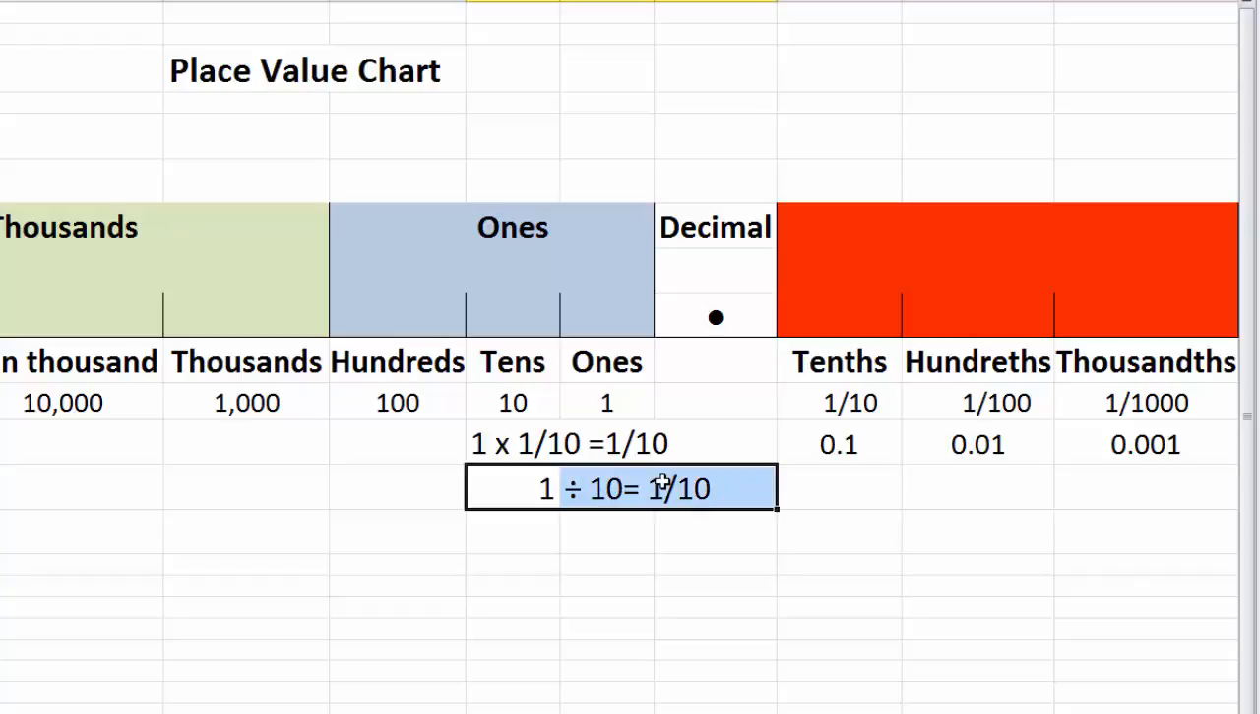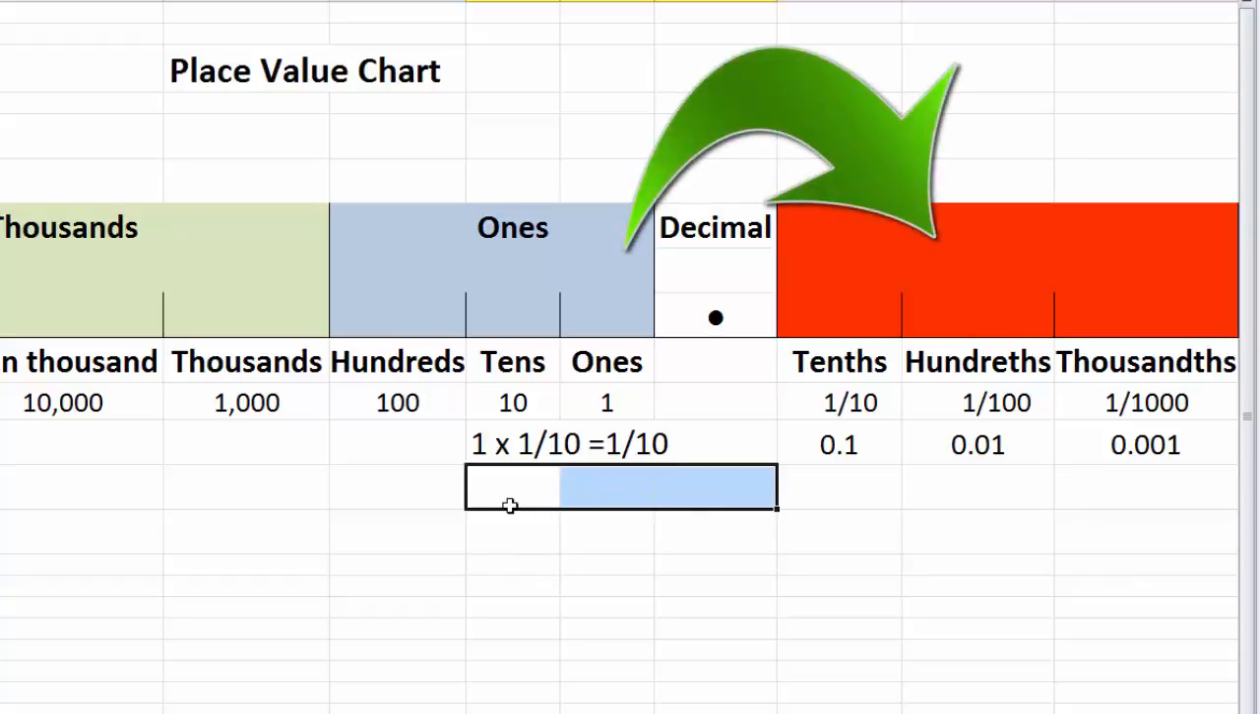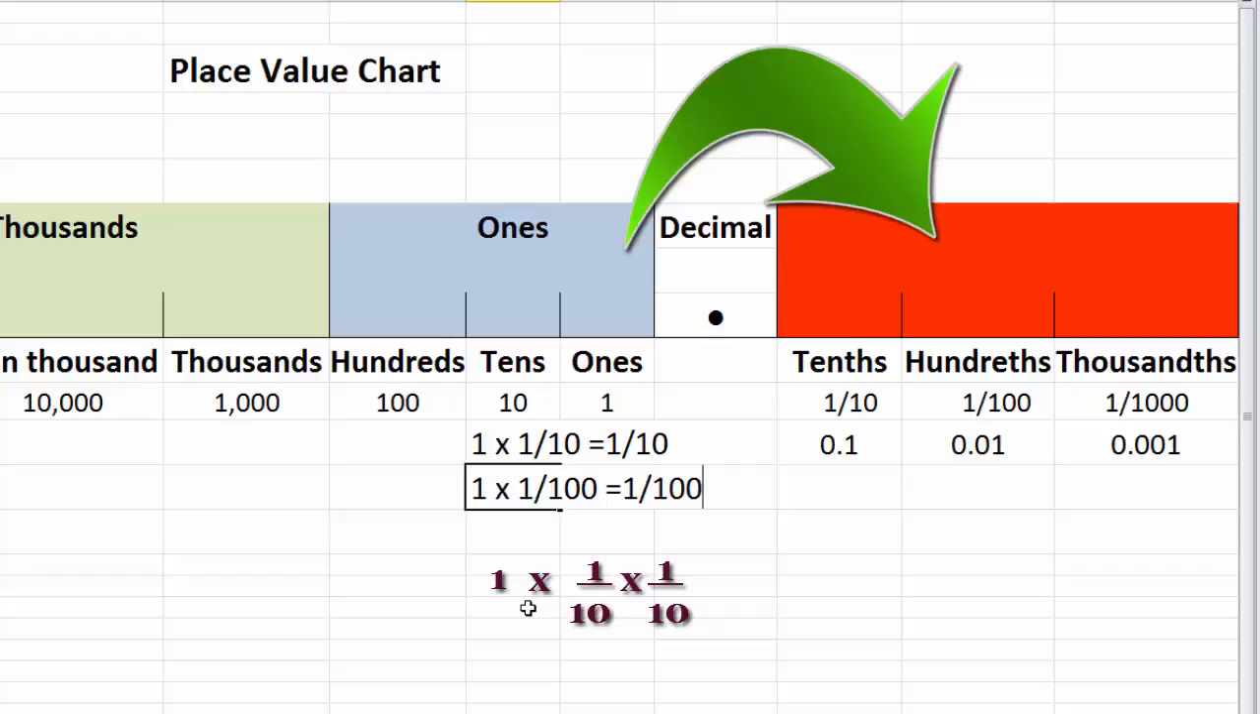So if I wanted to go from 1 to 1/100th, again I could take 1 and multiply it by 1/100th, and that's going to give me a value of 1/100th. So you can see one more time that as I go down the place value chart, I'm going to multiply by 1/10 or a multiple of 1/10. In this case, 1/100th, or I could say 1 times 1/10 times 1/10 is the same thing as 1/100th.